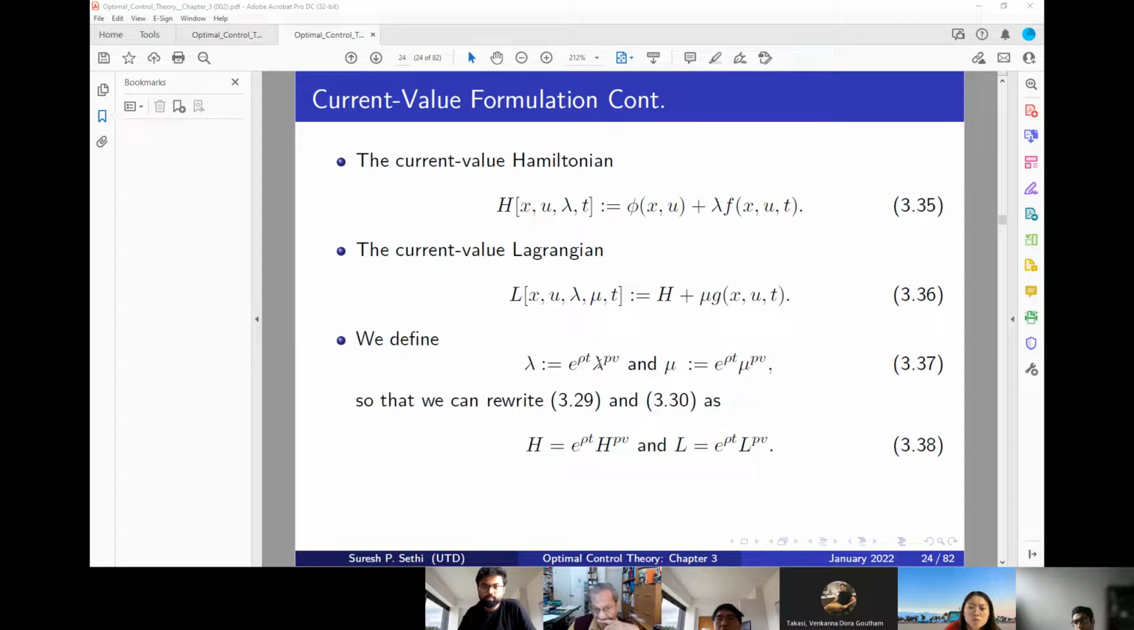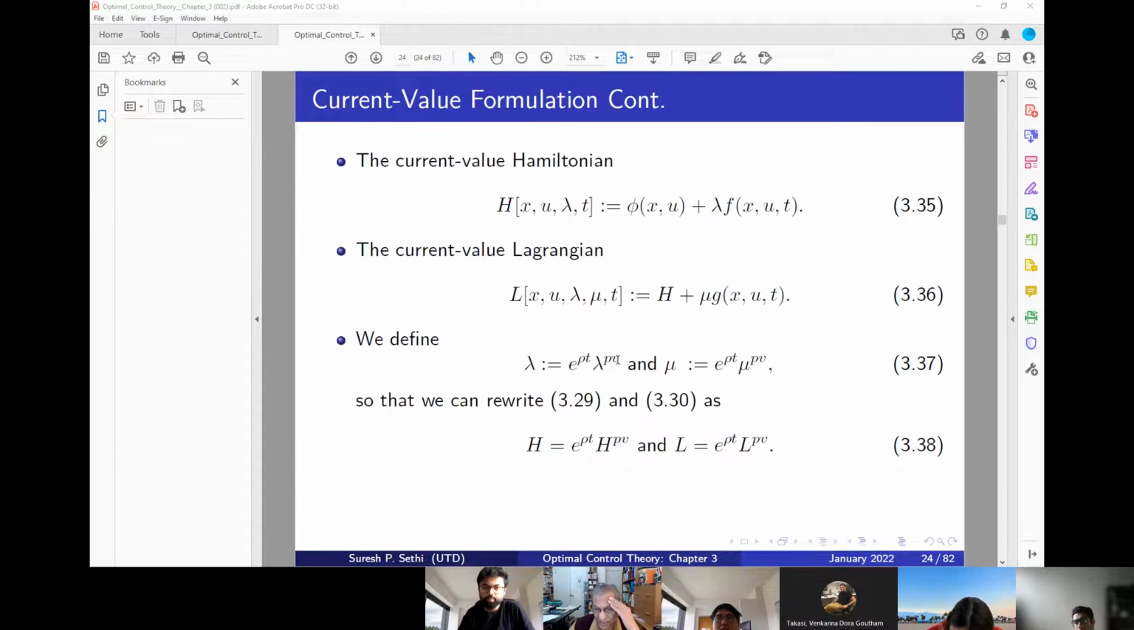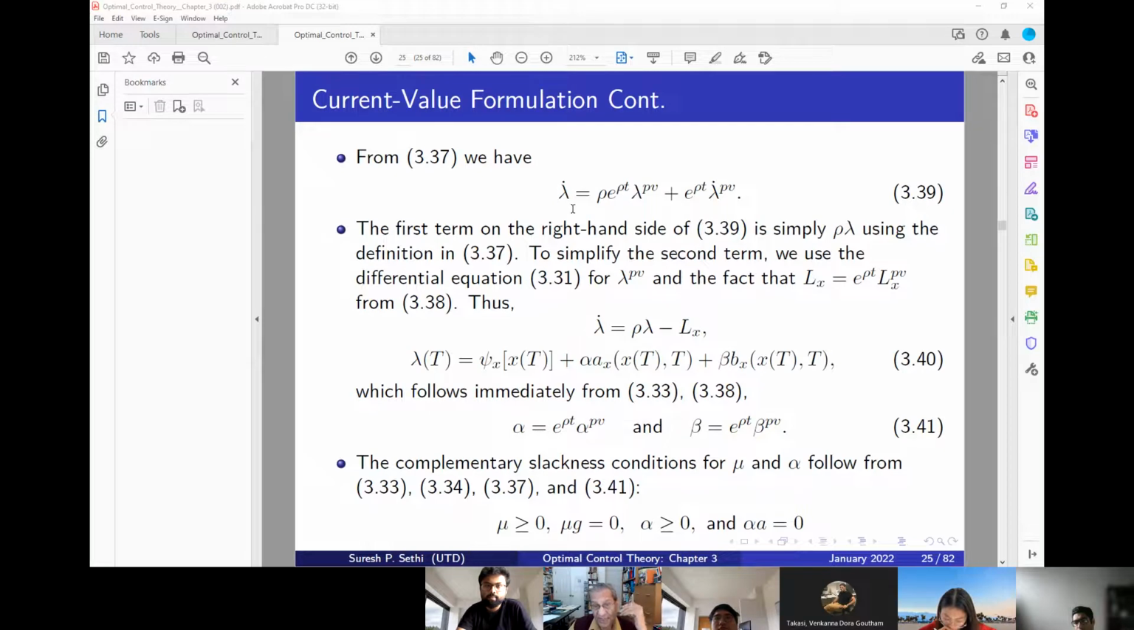Okay, so now we have that. And if you do all of that, we know H is e to the rho t H PV and L is e to the rho t L PV. So we have all the transformation. And now if you use 3.37, you take the derivative. Take the lambda dot, and on this side it will be e to the rho t times rho lambda PV plus this, that. You can take the chain rule and you get the equation, and you get lambda dot equal to this. Well, this term is nothing but rho lambda. And this term is nothing but minus L_x.